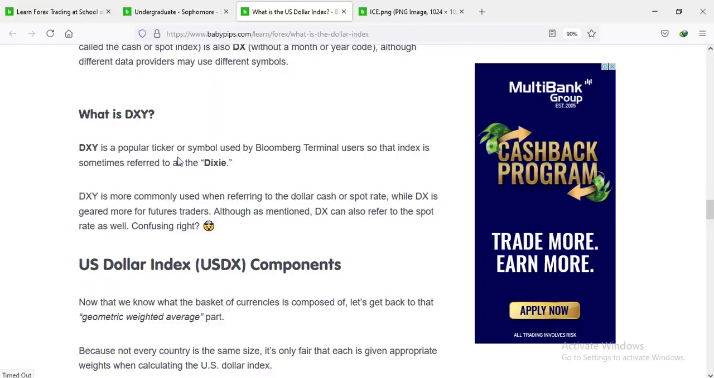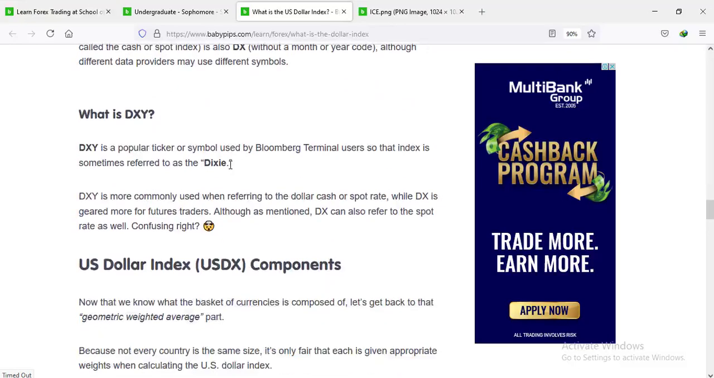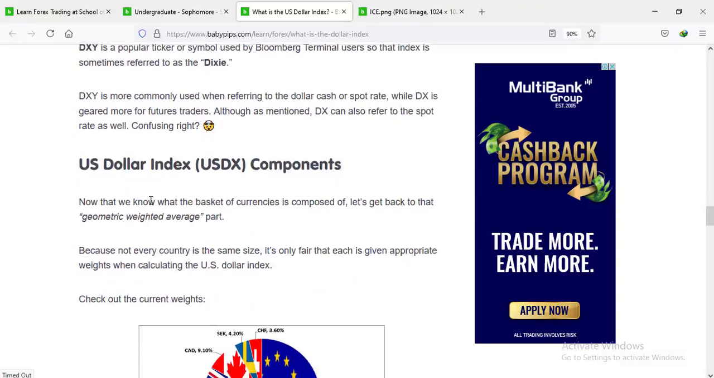Now what about DXY? DXY is a popular ticker or symbol used by Bloomberg terminal users. So when spot traders want to refer to the US dollar index, they don't say DX, they just say DXY. So people who use DX are those who trade futures on the ICE. But in the forex spot market, people who trade the US dollar index refer to it as the DXY. Okay, so understand that.